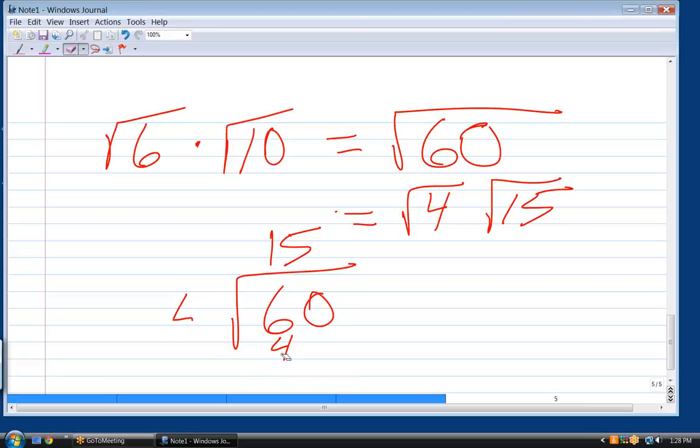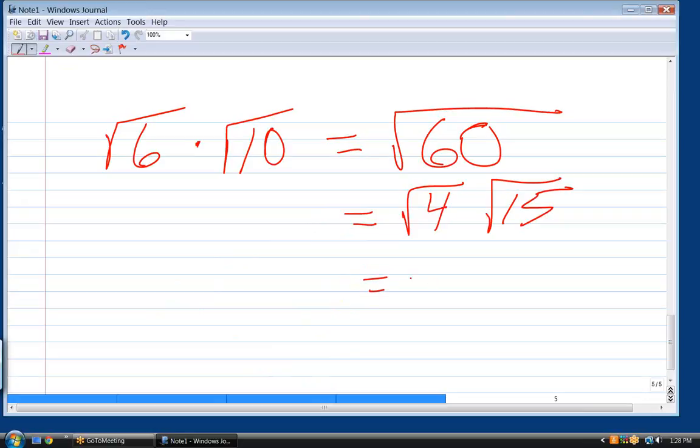Now, I've got it as the product of two numbers, one of which is a perfect square, so I can say, again, that either one of these could not be simplified on its own, but once I multiply them together, I can simplify.